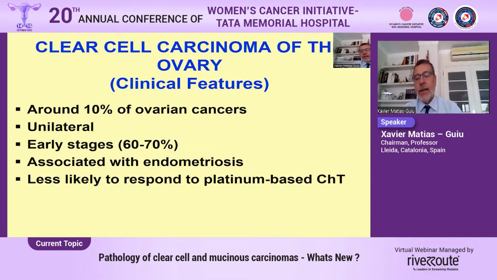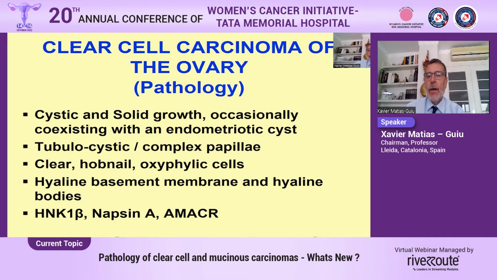It's a tumor that is unilateral, accounts for 10% of ovarian cancers, is usually diagnosed at early stages, associated with endometriosis, and particularly when it is diagnosed in advanced stage, is less likely to respond to platinum-based chemotherapy. The tumor is cystic and solid, occasionally coexisting with an endometrioid cyst, tubulocystic, complex papillae, clear hobnail oxyphilic cells with hyaline basement membrane and hyaline bodies.